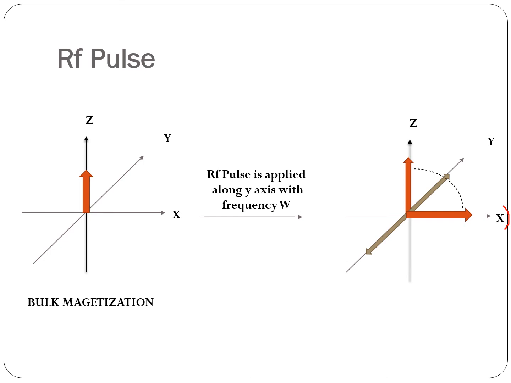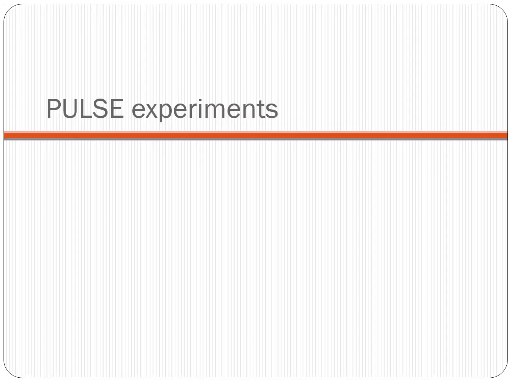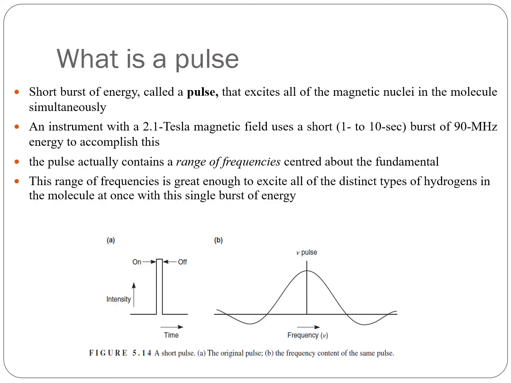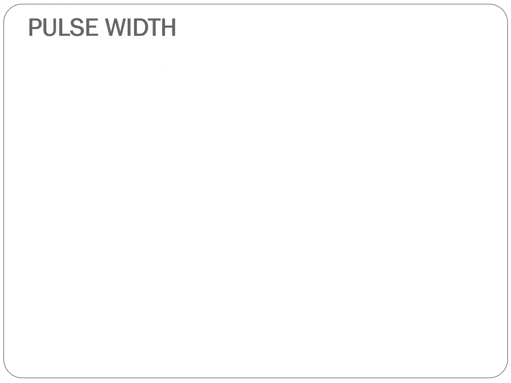Okay, so the RF pulse is applied along the y-axis with the frequency, so that the bulk magnetization vector along the z-axis will fall onto the x-axis. So that is the new reference. Now we should see the experiments of the pulse. This pulse is required to excite all the hydrogens present in a molecule. So how do we vary this pulse? There are different types of pulses.